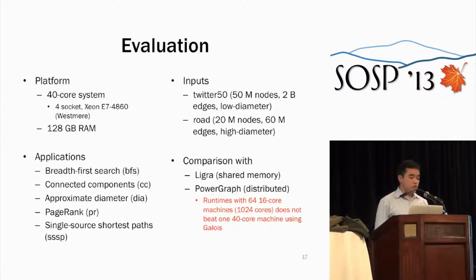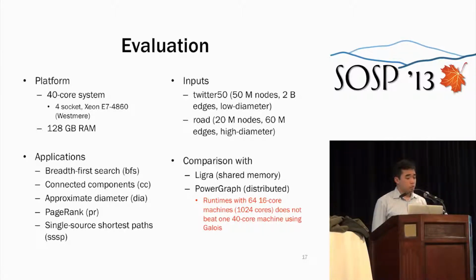Our evaluation is straightforward. We have a single multi-core machine with 40 cores, and I'm going to show results for 5 different applications. One is breadth-first search. Second is connected components, which was mentioned in the previous talk. Third is computing the approximate diameter of a graph. The fourth is to do one iteration of the PageRank algorithm. And the fifth is the single source shortest path problem that I introduced earlier.